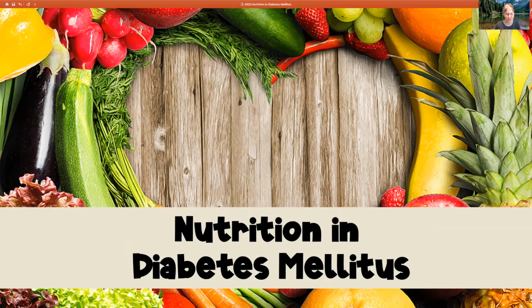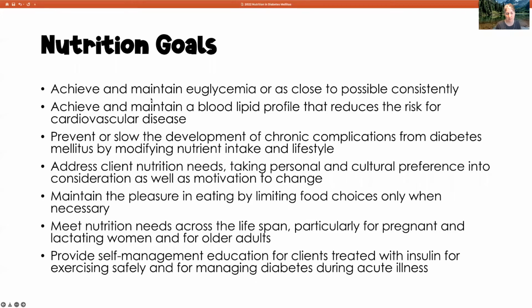So this is just one of many in a Nutrition for Nurses series, and today's topic is going to be diabetes mellitus. Now, obviously, when we talk about diabetes, nutrition plays a really large role. There are some very specific nutrition goals when we think about diabetes. Remember, diabetes is a chronic condition, and it is one in which glucose metabolism is impaired.